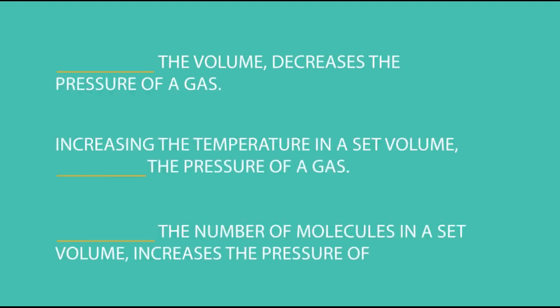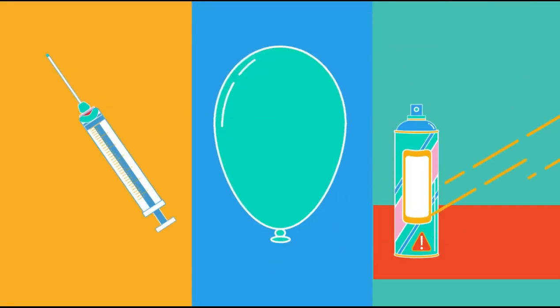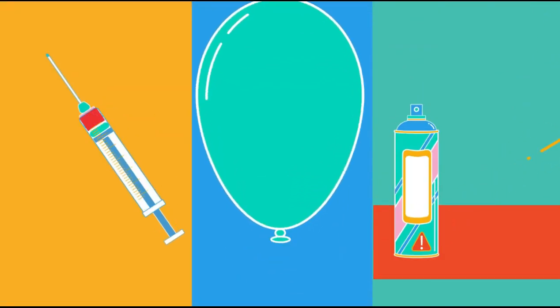Pause the video and fill in the missing words. Did you get them right? So there we have the effects of volume, temperature, and molecules on the pressure of a gas.